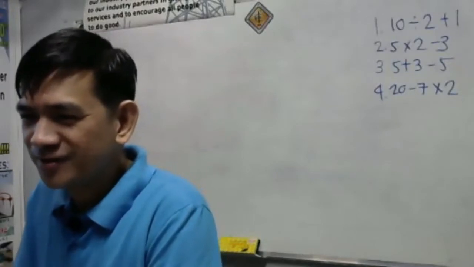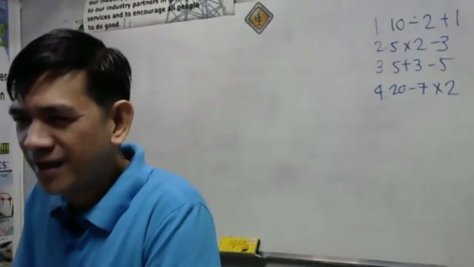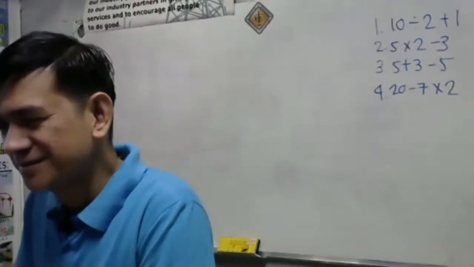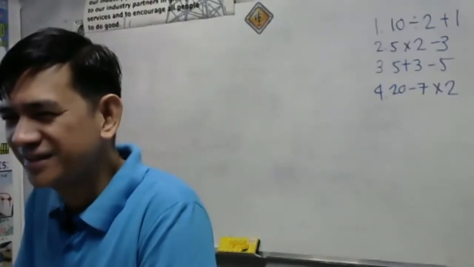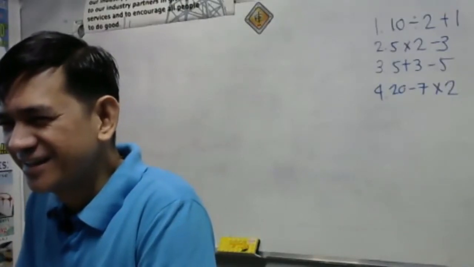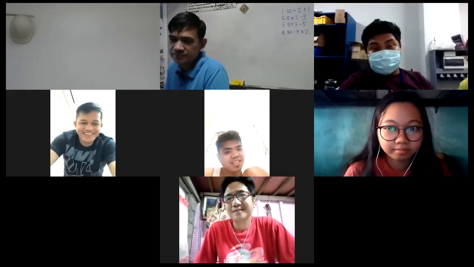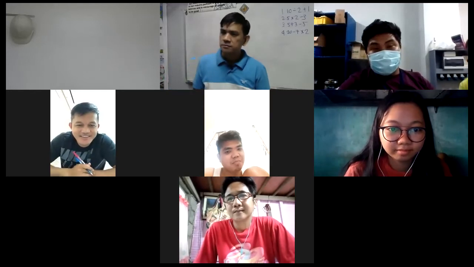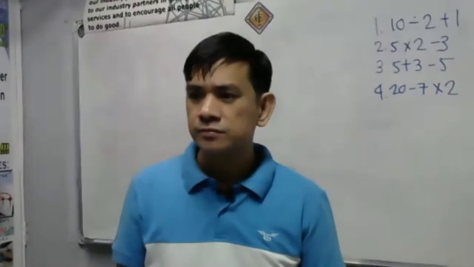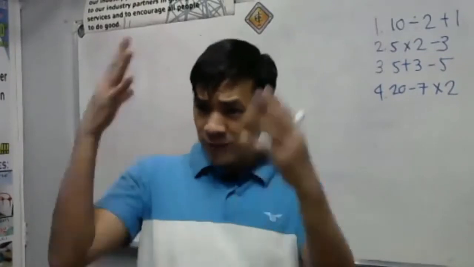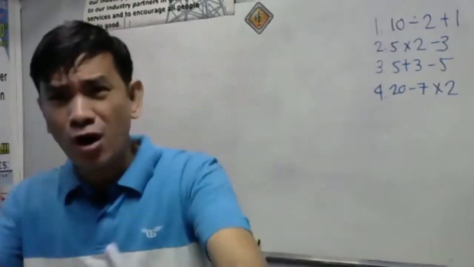Leo, tanungin mo, why, sir? Leo, naririnig mo ba ako dyan, Leo? Bakit, sir? Why, sir? Kuya, don't call me sir, kuya. Why, kuya? Why, Kuya Reds? You know why? Because we did not read the direction. Why? Because we are thinking the direction is too long.